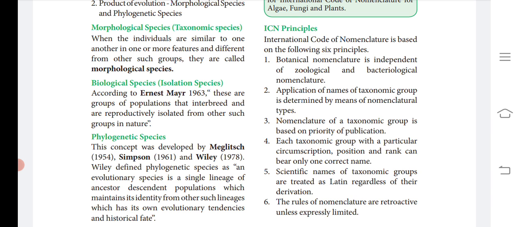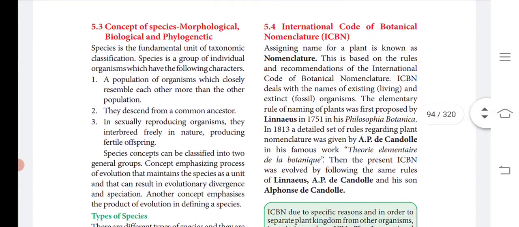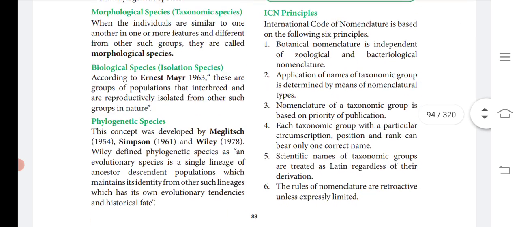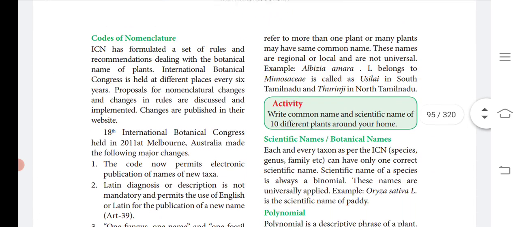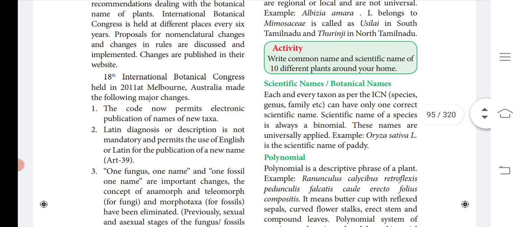Here, two question-answers you should write as homework. The first is the ICN principles: all six points you should write under ICN principles. The other one is steps in preparation of a herbarium. So you can write these two questions as your homework and submit it for correction.